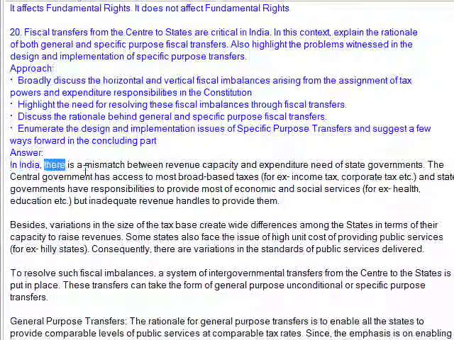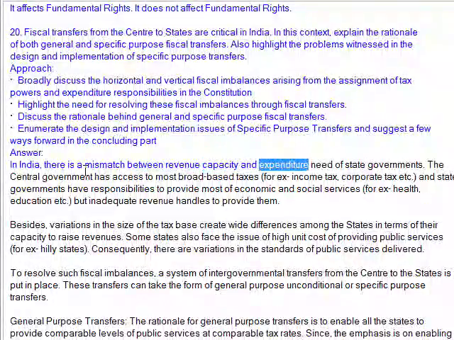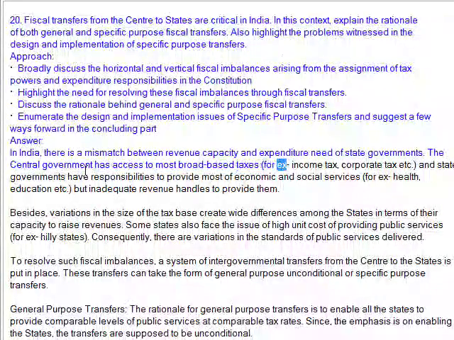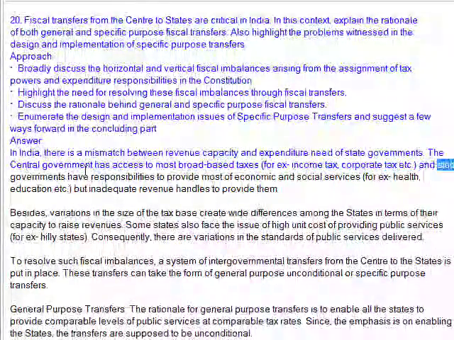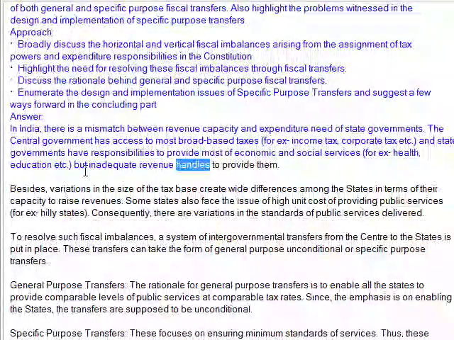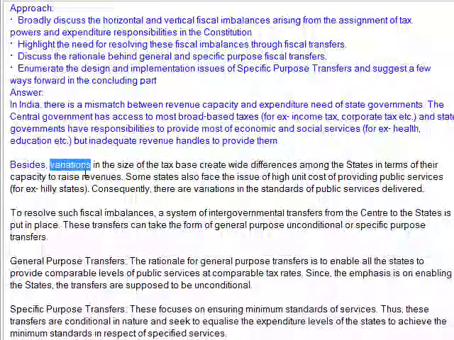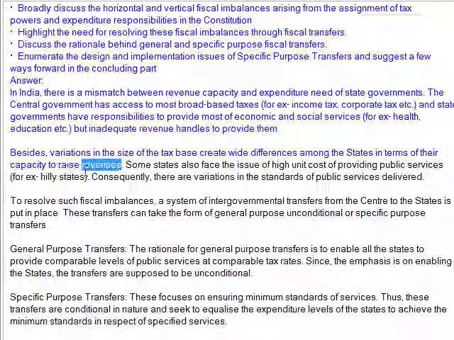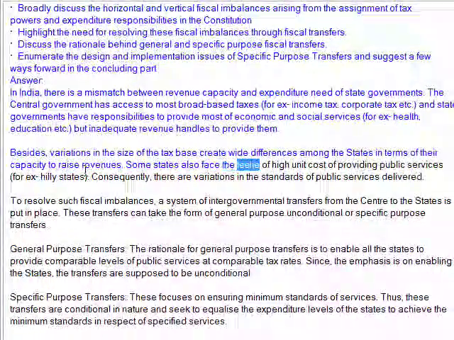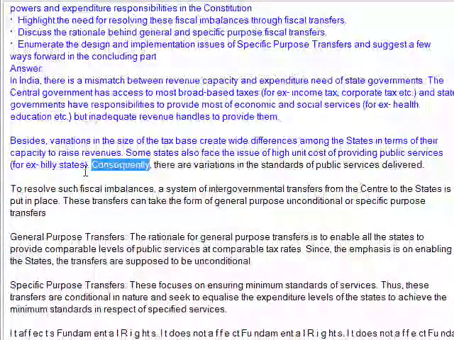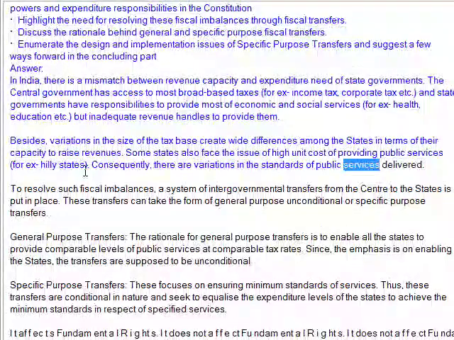Answer. In India, there is a mismatch between revenue capacity and expenditure need of state governments. The central government has access to most broad-based taxes like income tax, corporate tax, etc., and state governments have responsibilities to provide most economic and social services like health, education, etc., but inadequate revenue handles to provide them. Besides, variations in the size of the tax base create wide differences among the states in terms of their capacity to raise revenues. Some states also face the issue of high unit cost of providing public services, for example hilly states. Consequently, there are variations in the standards of public services delivered.